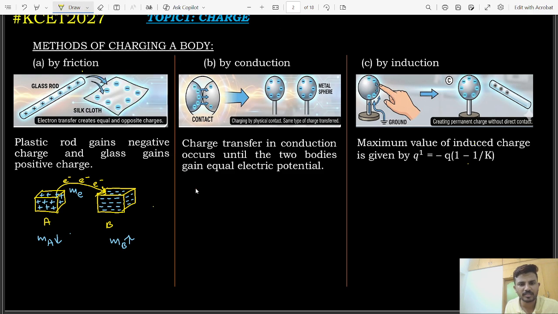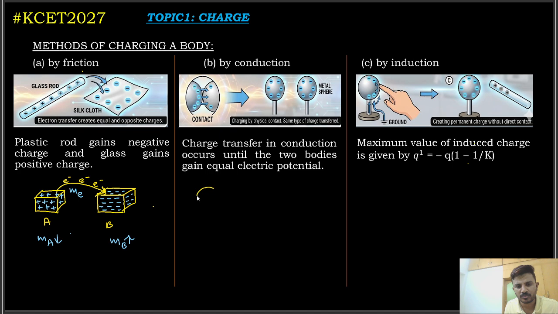Next we have charging by conduction. If I consider here two bodies, this is body A and body B. Let's consider one body is charged completely.